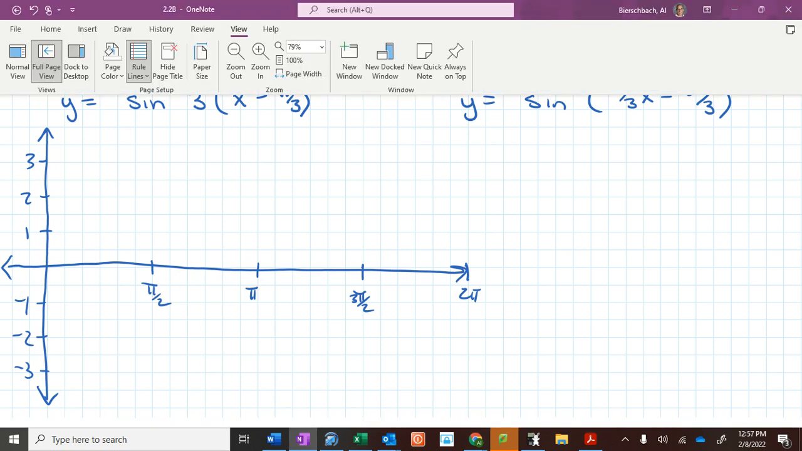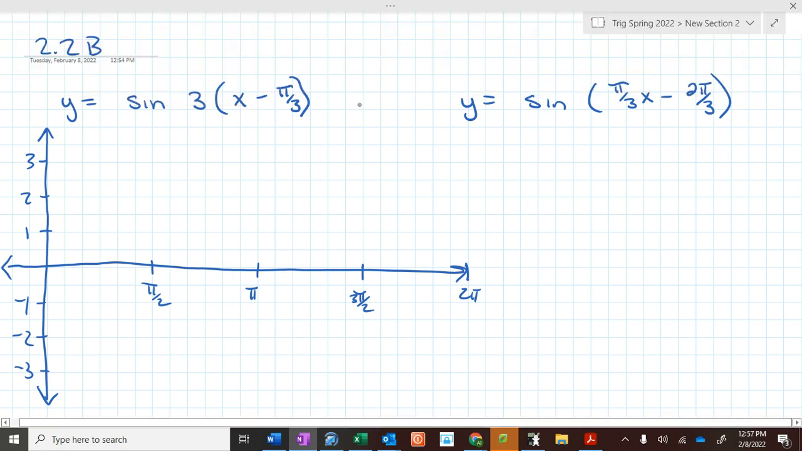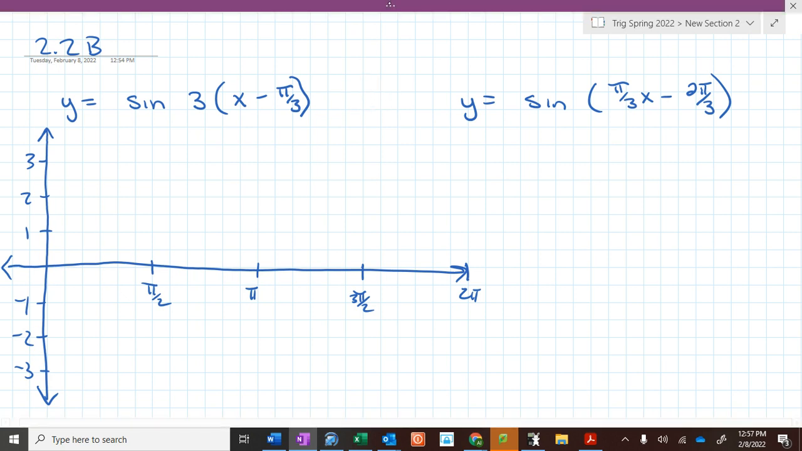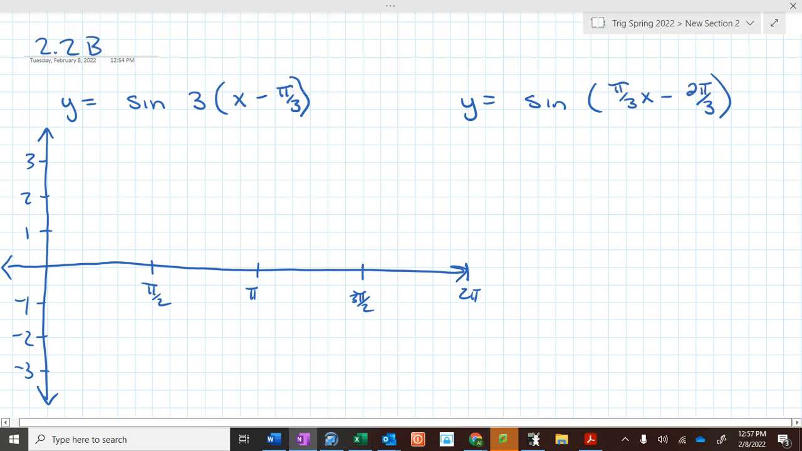Where do we start? Y equals sine of x. Ooh, that's supposed to be red. Try this again. Y equals sine of x, which is 0, 1, 0, negative 1, 0. Easy peasy lemon squeezy. I think everybody gets that.